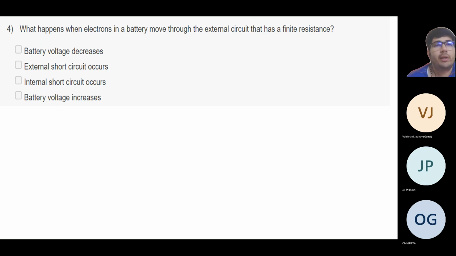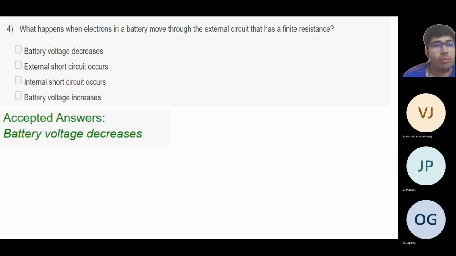So what happens when electrons in a battery move through the external circuit that has a finite resistance? There we have a complete statement which is saying that the circuit is complete and it has a finite resistance. Finite resistance means that this resistance will resist the flow of electrons. So basically it resists the flow of current, which means that the voltage will decrease. So the battery voltage will decrease is the correct answer.